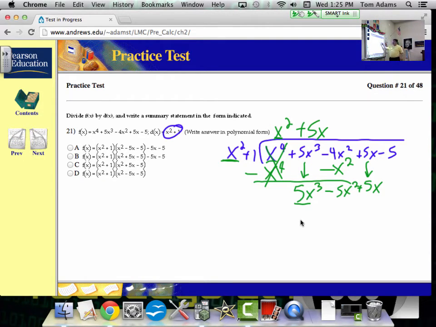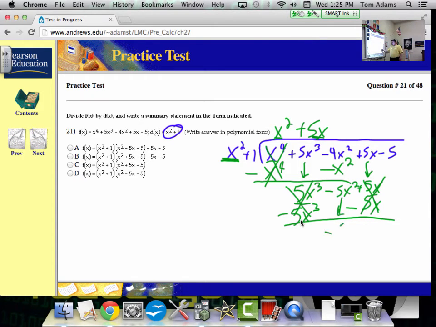So now I'm going to take the 5x multiplied by 1, and what is that? 5x. I'm going to write it over here by the 5x. Then 5x times x squared is 5x cubed. So I'm going to write that here. Now what's the next step? Subtract. I'm going to subtract both those. This cancels, and hey, these cancel too.